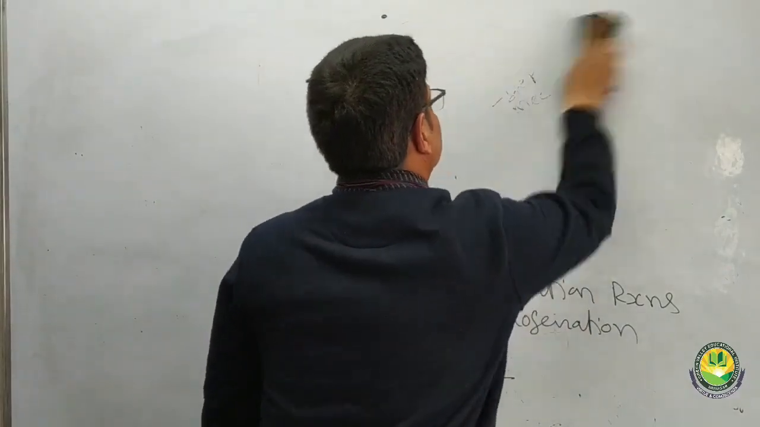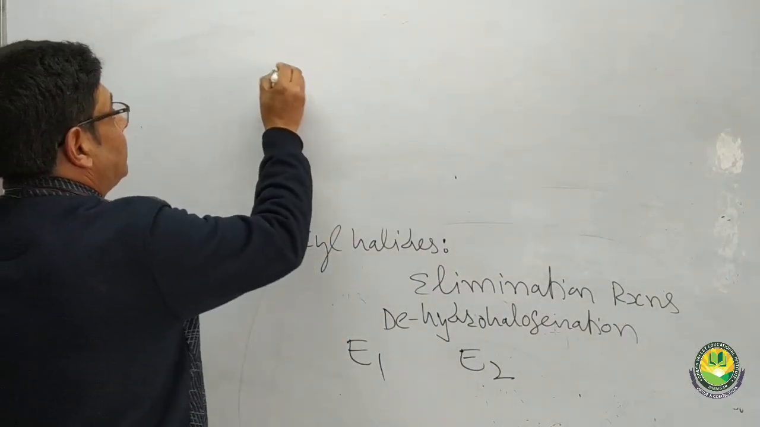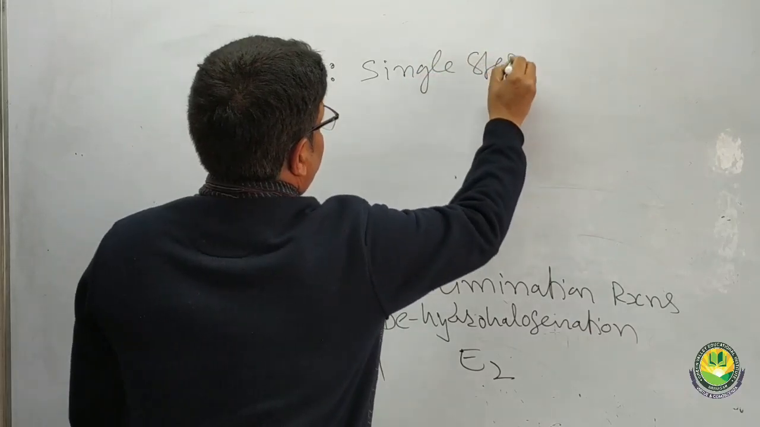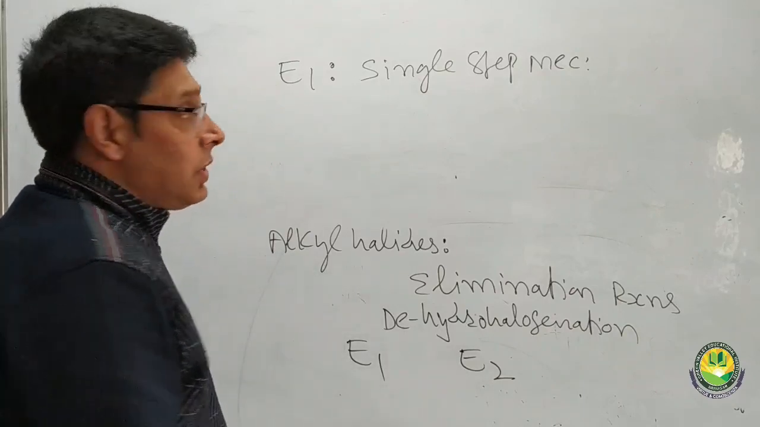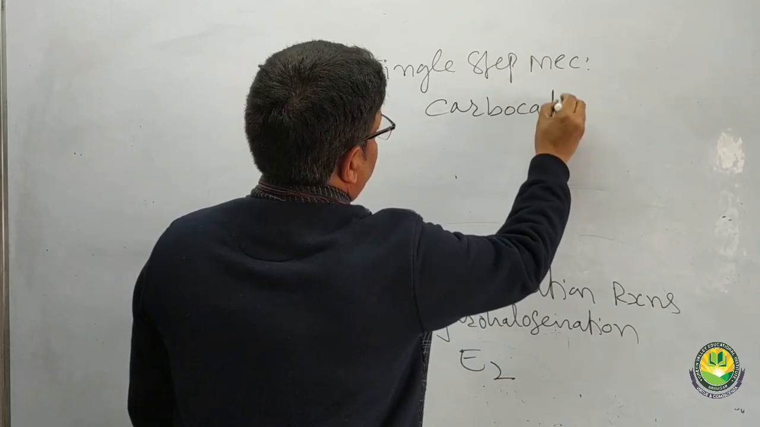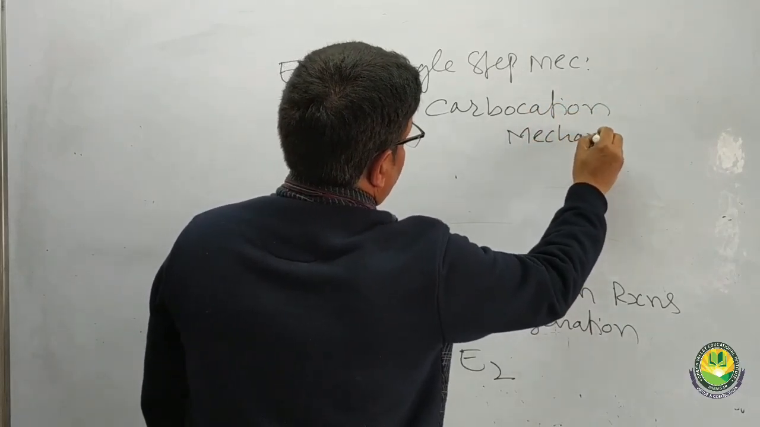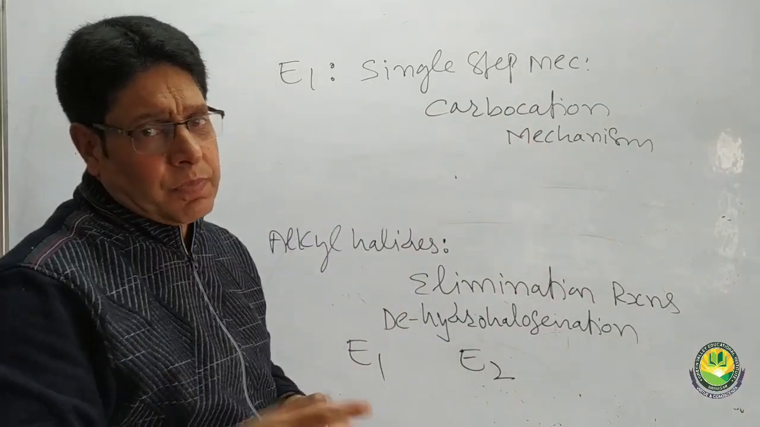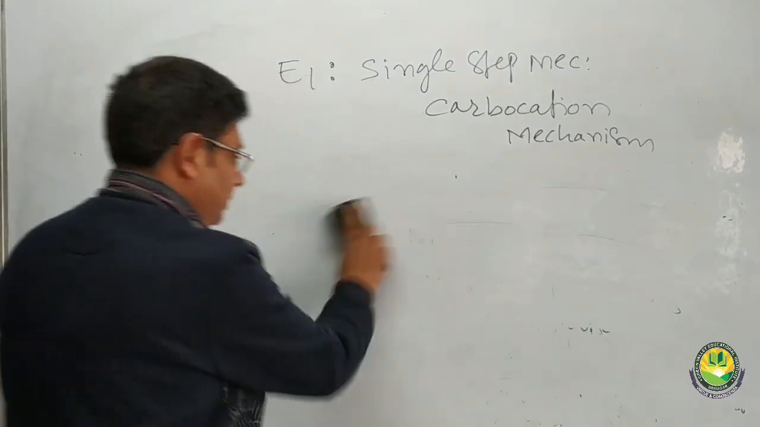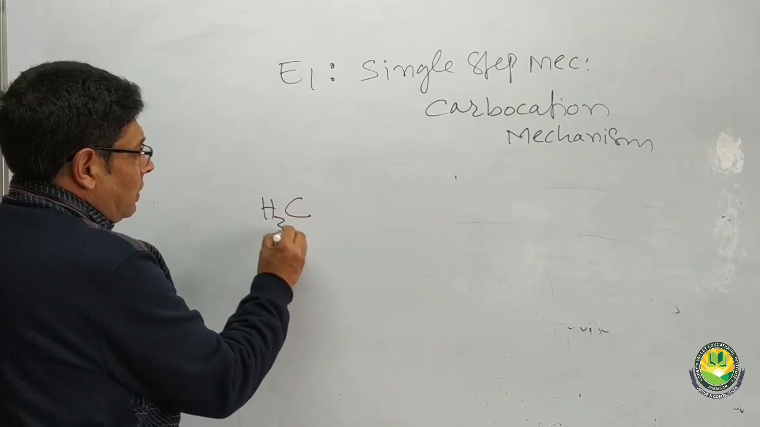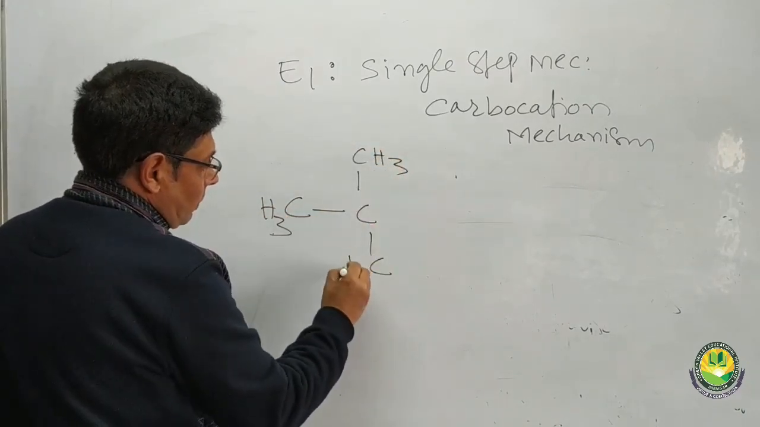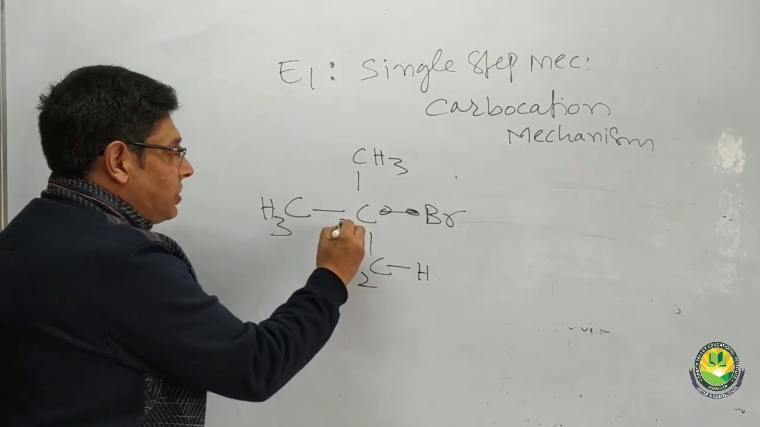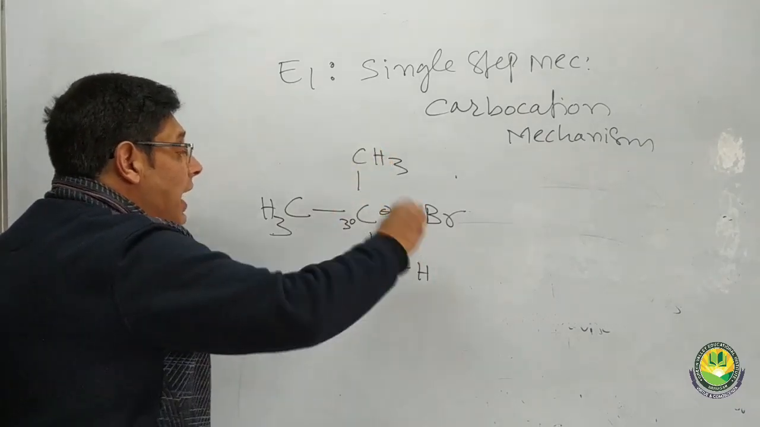What is the E1 mechanism? Again, it is a single step mechanism. It is a carbocation mechanism. I will explain it. I have got a tertiary alkyl halide. The carbon is connected to three carbon atoms, a tertiary carbon. This is a tertiary alkyl halide.